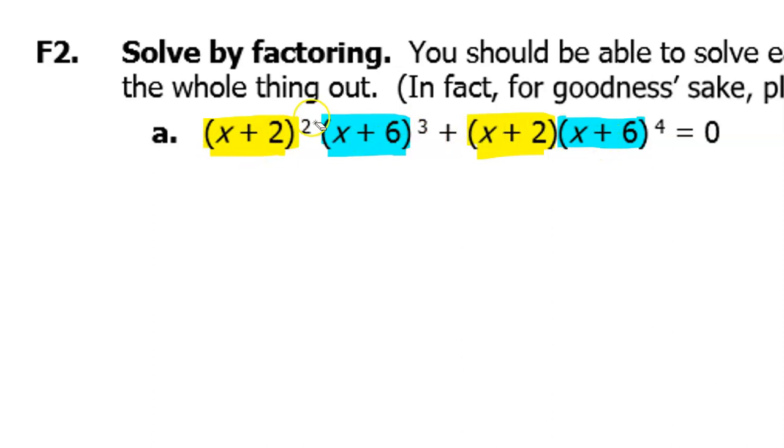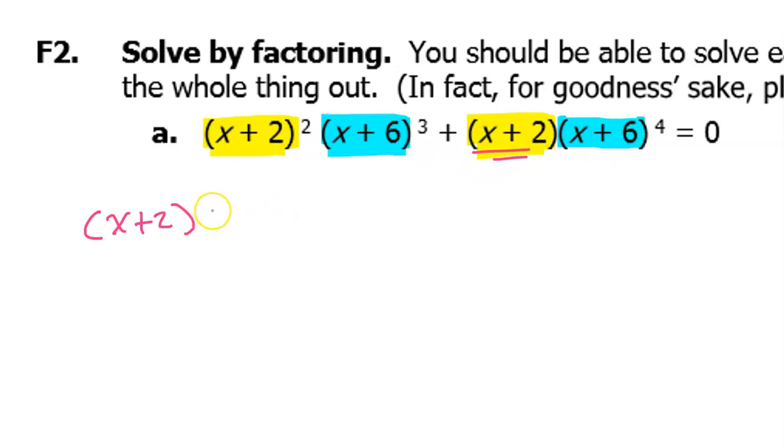But how many? Look at each of the x plus 2's. From the first part of the equation, we see 2 of them, all right? It's x plus 2 to the second power. In the second part, there's only 1. When you factor out the GCF, you always take out the smaller amount. So x plus 2 to the first power, that's coming out in the front. So I'm going to go ahead and set this up with an x plus 2 way out in the front because of this. Now let's look at the x plus 6s.